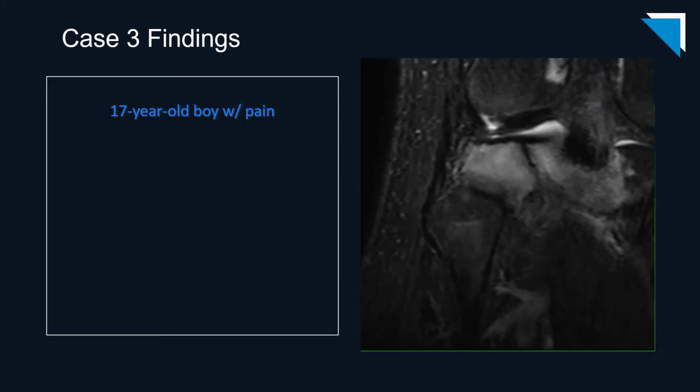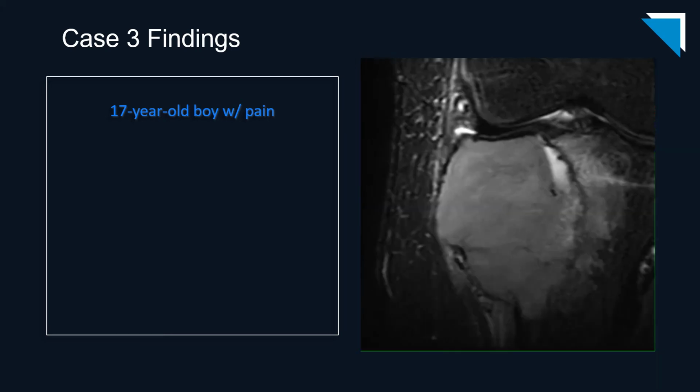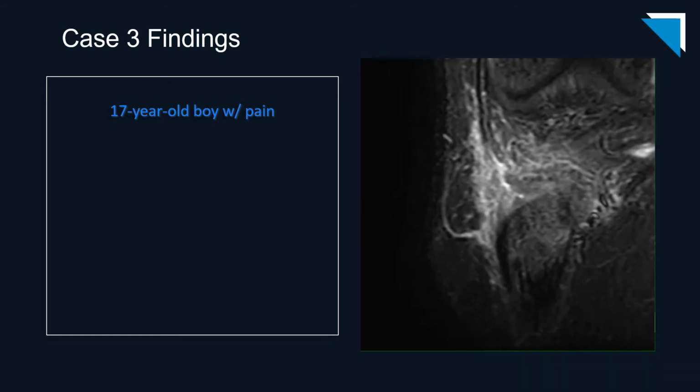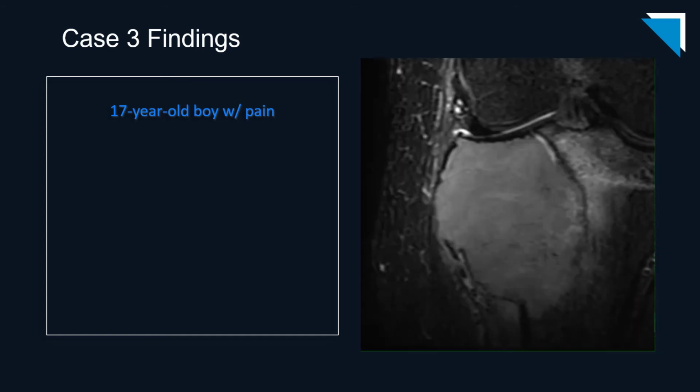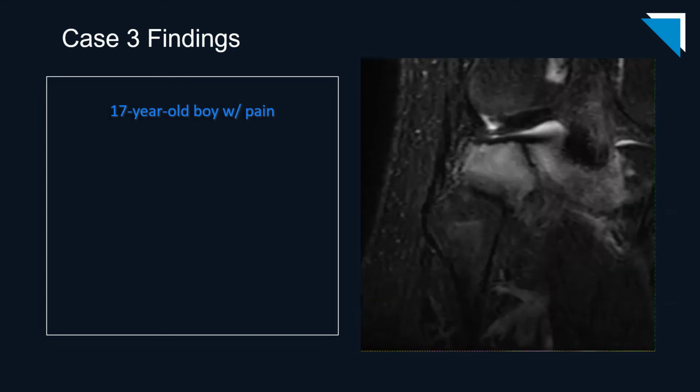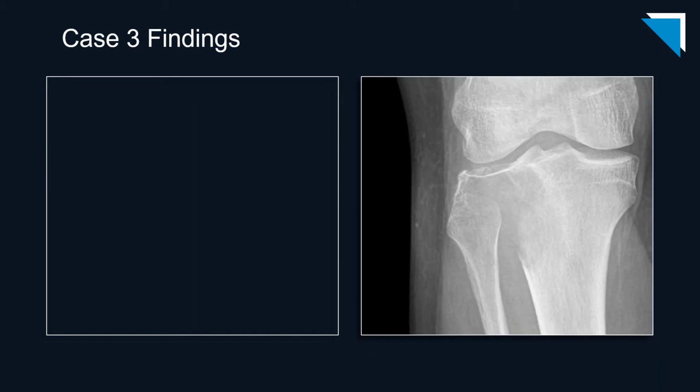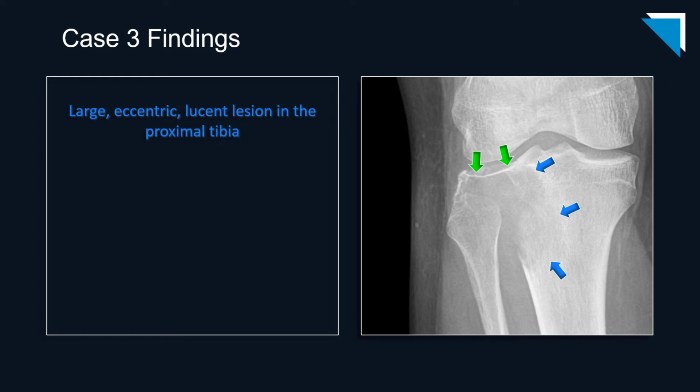And as we scroll through the coronal images, you can clearly see that the mass abuts the articular surface, which should provide you with a very strong hint as to what this entity is. Returning to our plain radiograph, I think you can all see the large lucent lesion in the lateral tibial plateau. And as we saw on the coronal MRI sequence, the lesion abuts the articular surface.